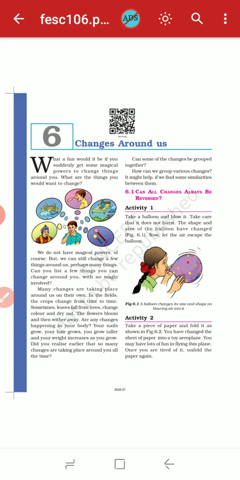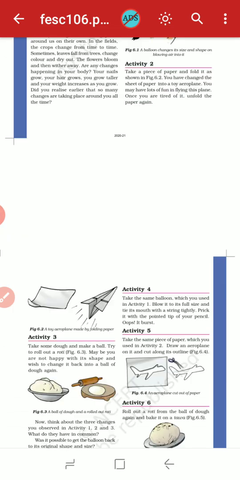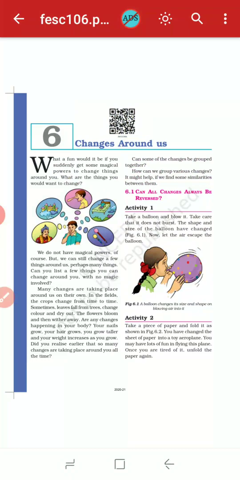Now take out your science textbook and open page number 46. So, dear children, as you know, I have already shared one introductory video regarding the changes around us. As you know, change is a continuous process. It is the law of nature. Changes take place around us all the time. So let's take some examples of common changes happening around us. Let's take a look.